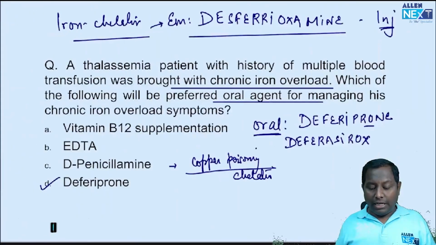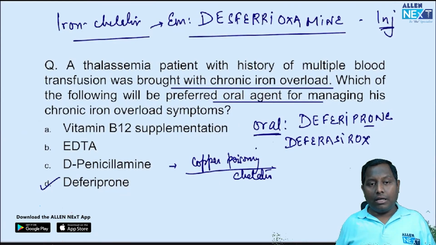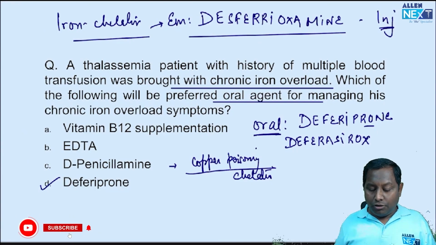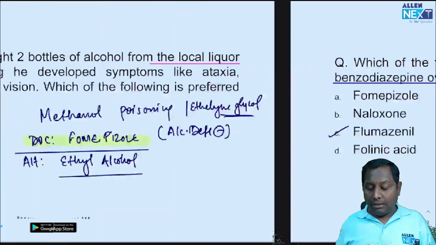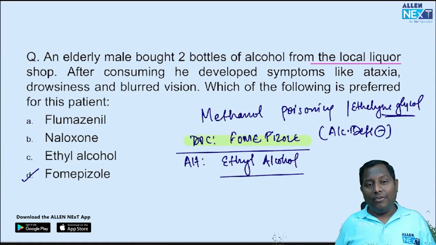Then different antidotes. एंटीडोट पे 3 क्वेश्चन आए थे. एक तो आयरन के लिए आयरन ओवरडोज हो गया ड्यू टू रिकरेंट ब्लड ट्रांसफ्यूजन. So deferiprone, we have discussed this very frequently. Flumazenil for benzodiazepine overdose, and fomepizole we are going to use for methanol or ethylene glycol poisoning, right?